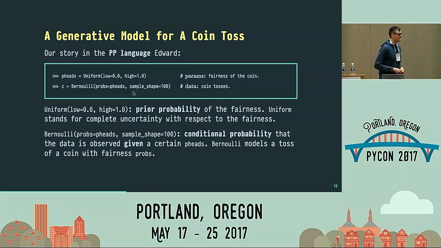And there's a little subtlety here. At this point, actually nothing happens. Since Edward is based on TensorFlow, it works with computational graphs. What you specify here is actually a graphical model representation of this process of the coin toss. And this also means that if you don't request draws here, nothing will happen. It's just a definition at this point.